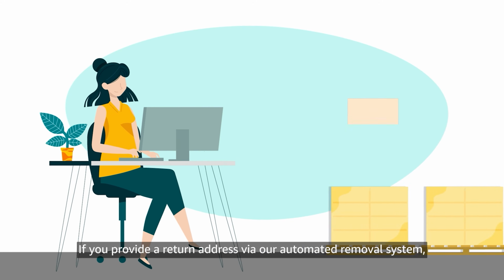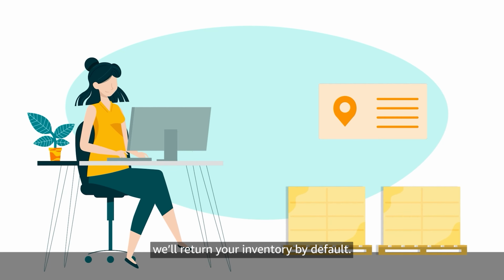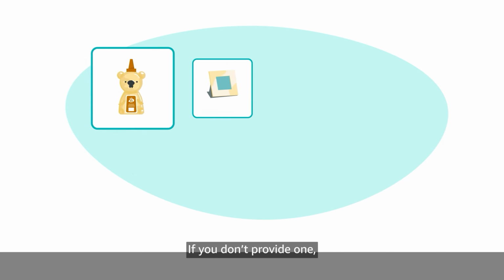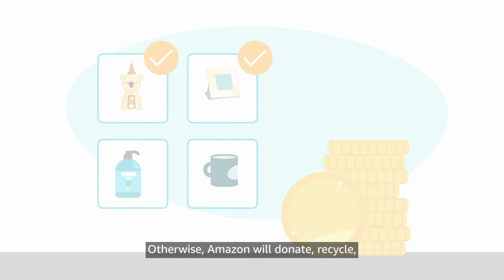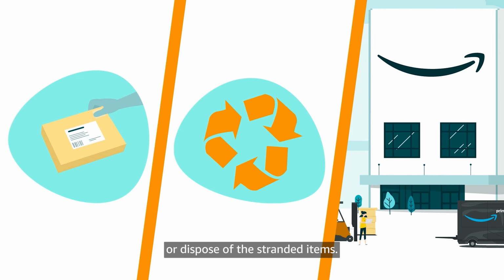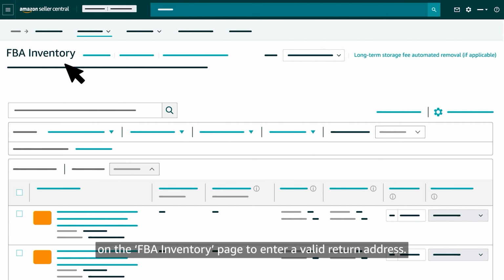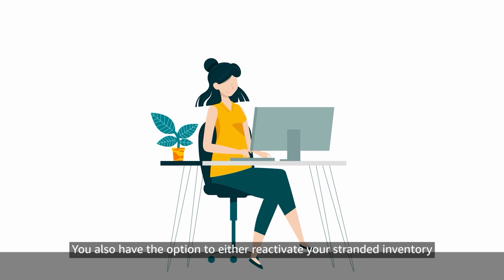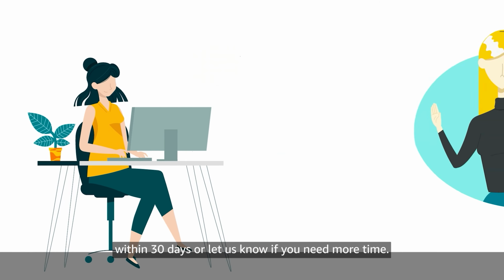If you provide a return address via our automated removal system, we'll return your inventory by default. If you don't provide one, you can choose to liquidate your eligible inventory. Otherwise, Amazon will donate, recycle, or dispose of the stranded items. Select Long-Term Storage Fee Automated Removal if applicable on the FBA inventory page to enter a valid return address. You also have the option to either reactivate your stranded inventory within 30 days or let us know if you need more time.